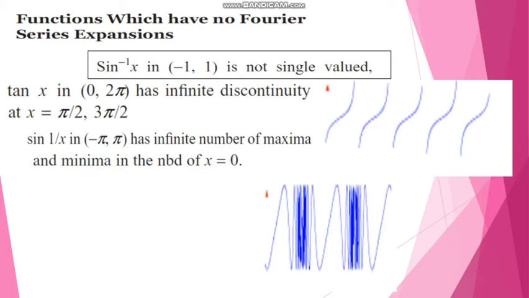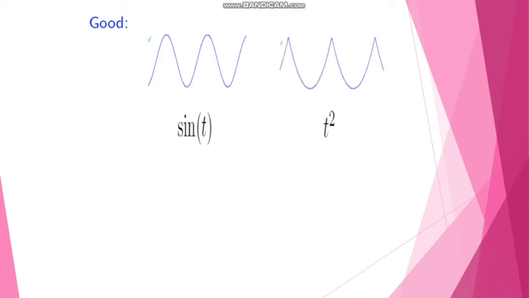That is one of the very important observations regarding functions which have no Fourier series expansions. Let us see which functions are good functions for the existence of Fourier series in a finite length of interval. One of the examples, sin x or sin t, is one of the best functions for the validity of Fourier series expansion. Coming to another example, x square or t square, it is also a well defined function for the existence of Fourier series in a finite length of interval.